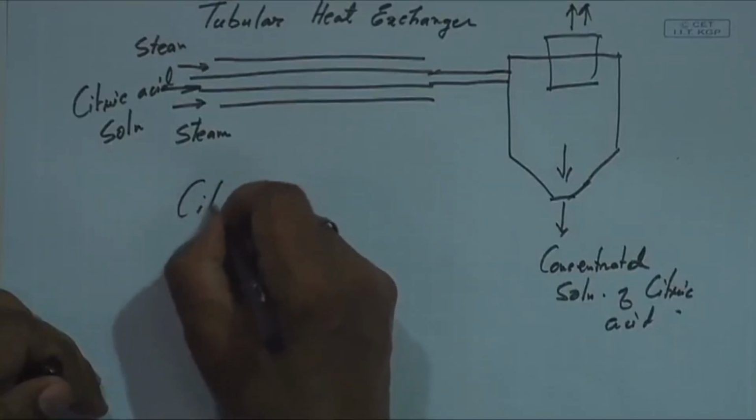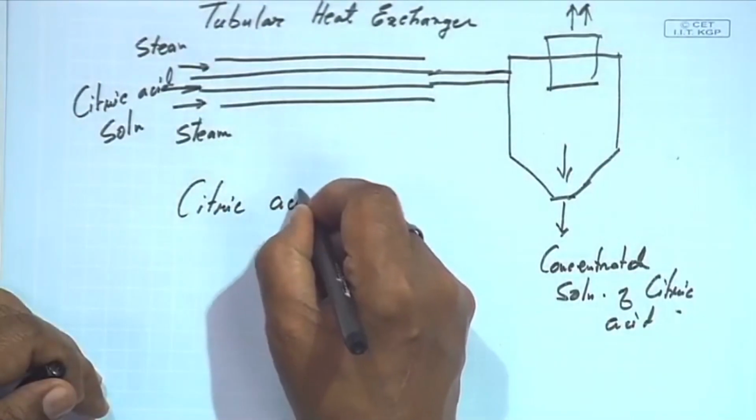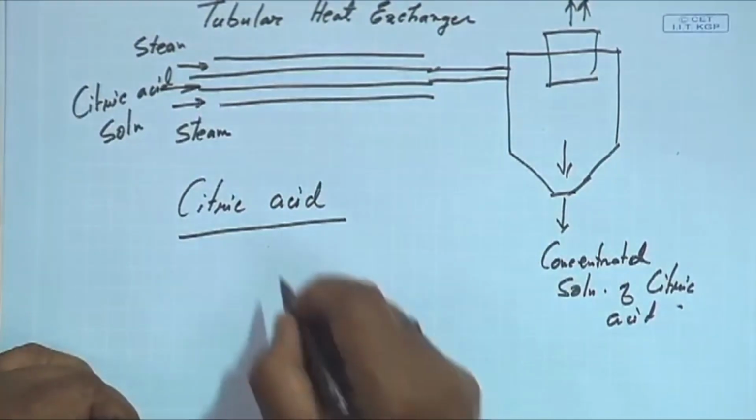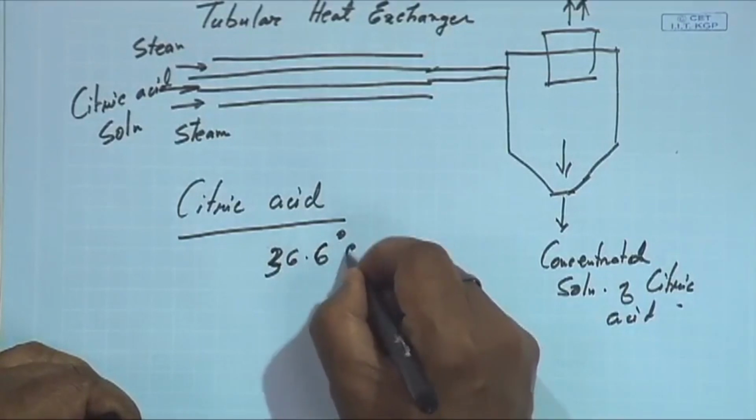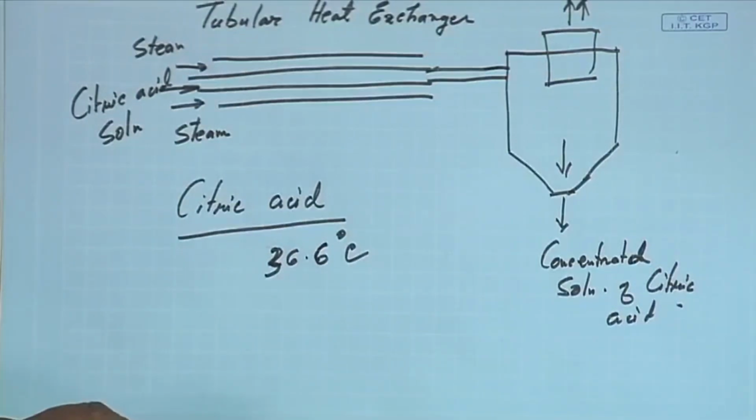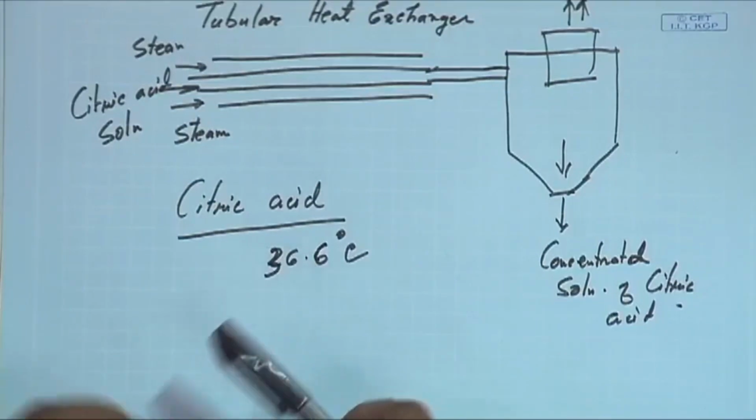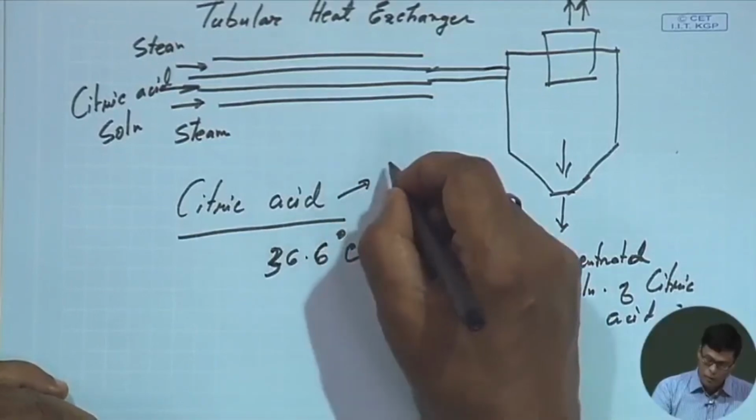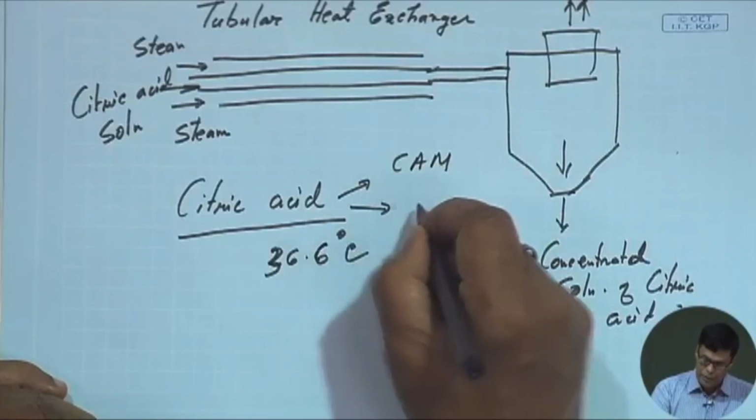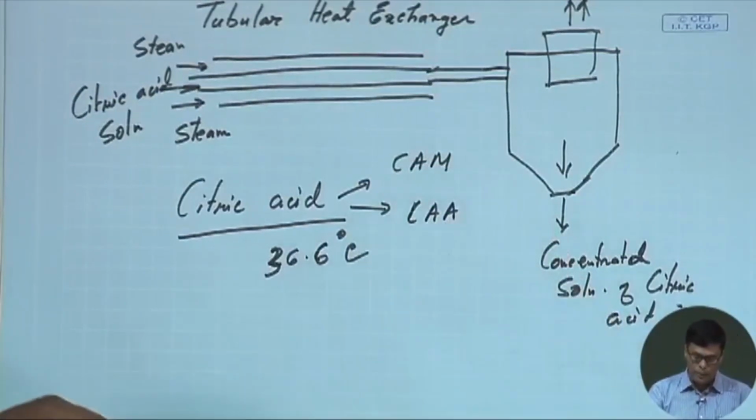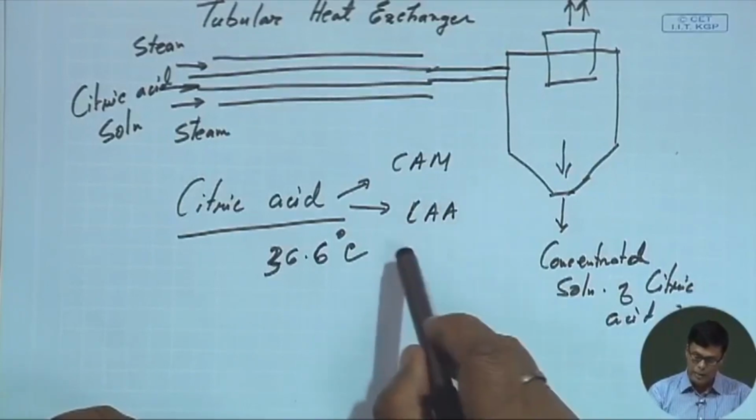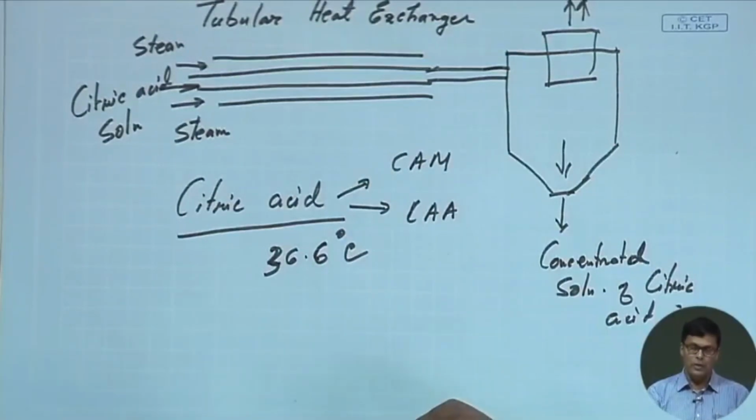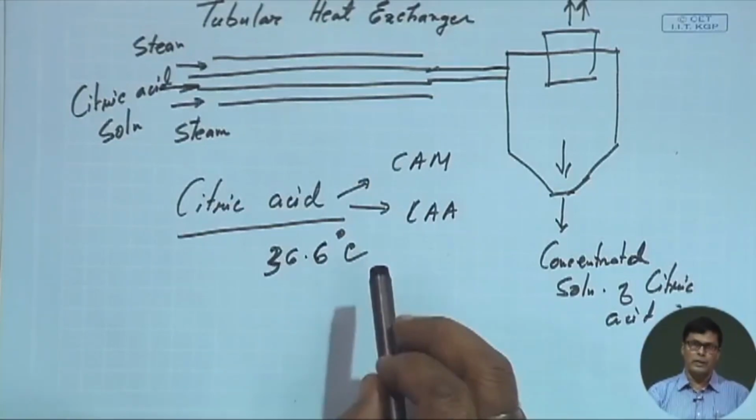I can give a simple example. I was talking about the fermented citric acid separation process, and citric acid has a transition temperature at, sorry, 36.6 degrees centigrade. Now, what does it mean? Above 36.6 degrees centigrade, citric acid is available in two different forms: one is called citric acid monohydrate, and the other is citric acid anhydrous. If the temperature is more than 36.6 degrees centigrade, we get citric acid anhydrous, and if we keep the temperature less than 36.6 degrees centigrade, we get CAM.